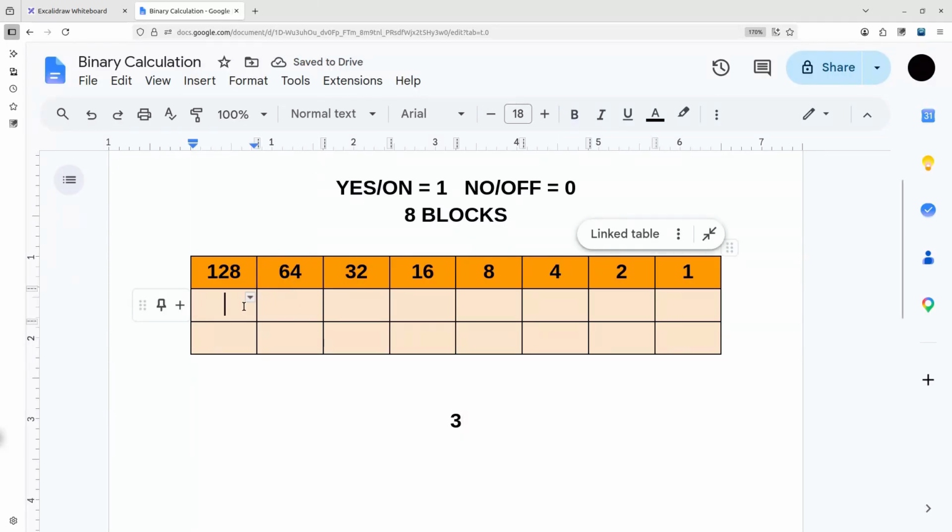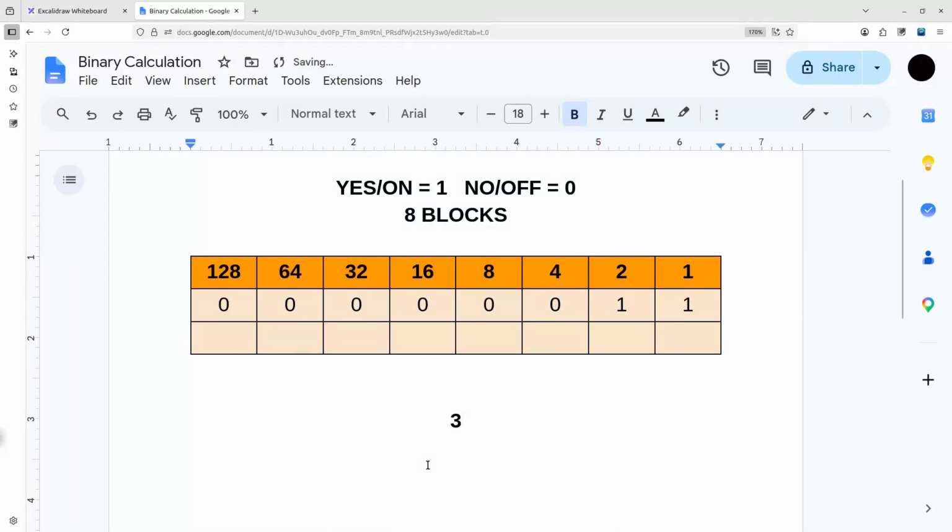Is 128 bigger than 3? Yes, so we don't need 128. Then what about 64? Bigger than 3? Yes. 32 bigger than 3? Yes. 16? Yes. 8? Yes. 4? Yes. 2? No, it's not bigger than 3. So this will be useful. And what is left? 1.